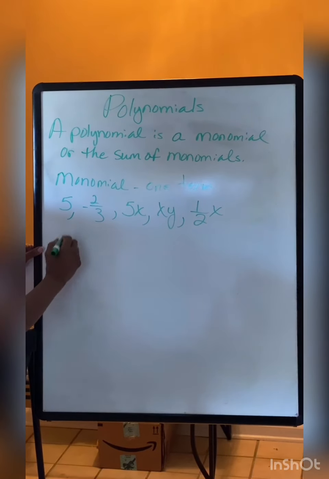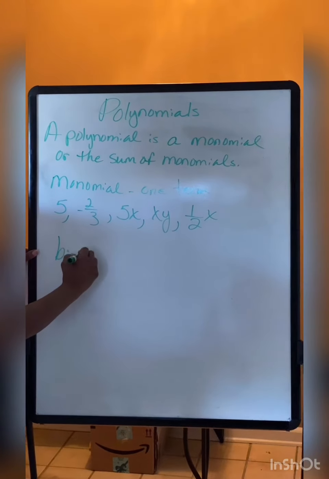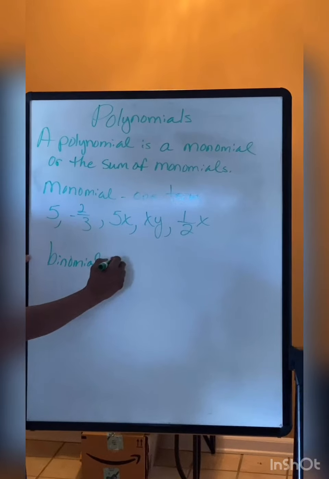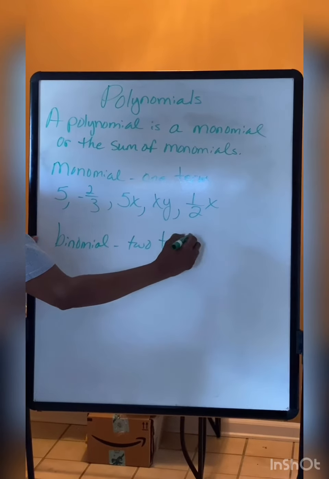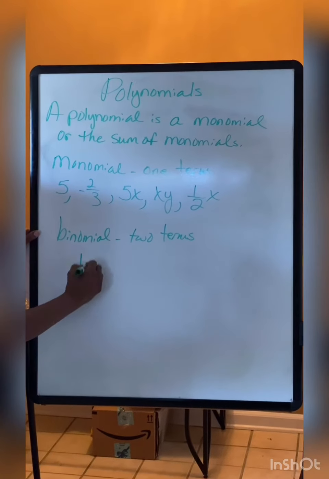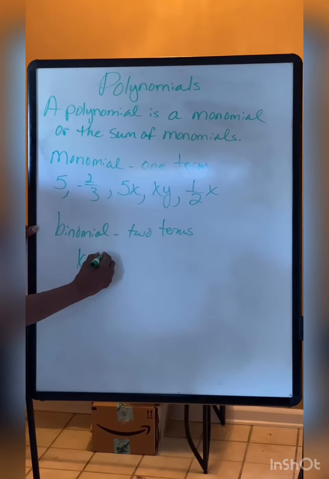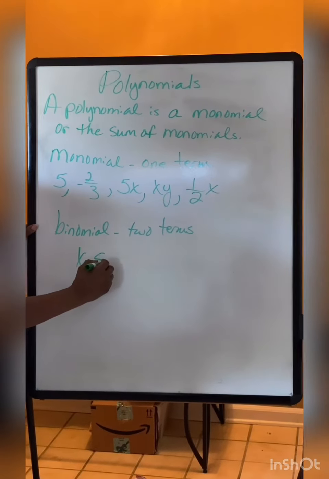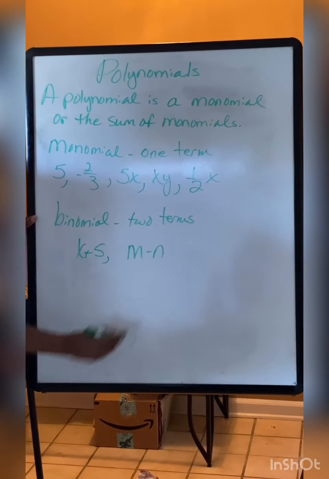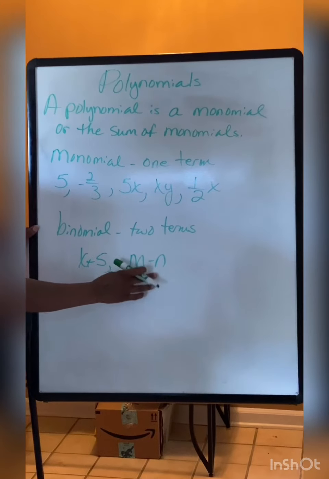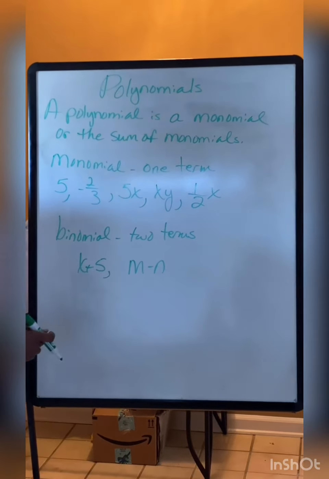And if you recall, we've talked about a binomial before, and a binomial has two terms. Examples, I could have x plus 5. I have two terms. They're separated by an addition symbol. I could have m minus n. Two terms. They're separated by a subtraction symbol.